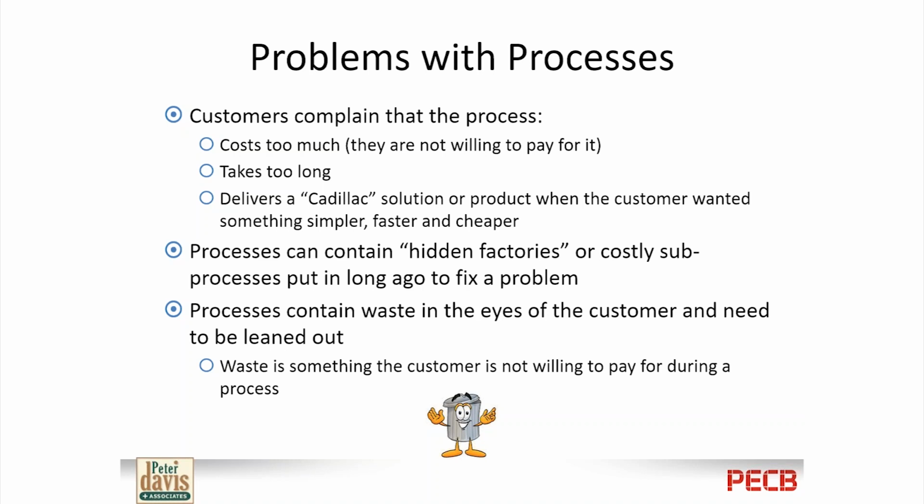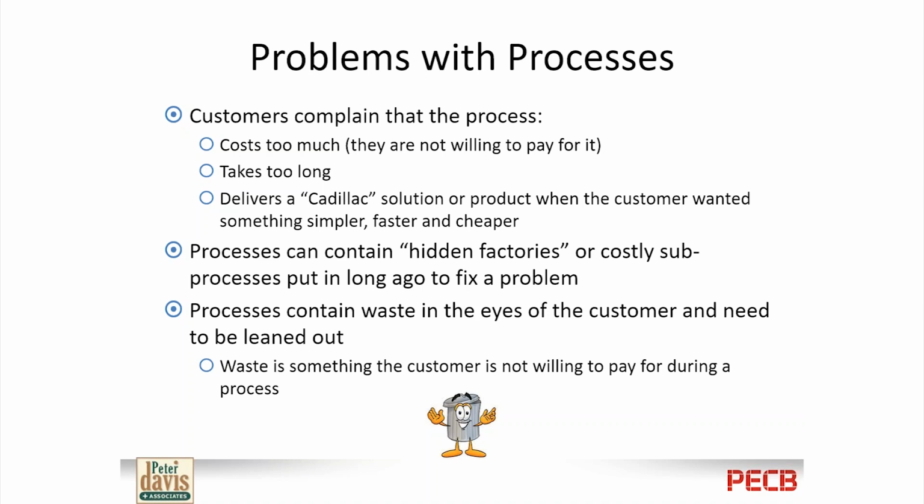So why do products or services cost too much? Well, there are several reasons. One is that processes can contain hidden factories. Hidden factories are activities that reduce the quality or efficiency of a manufacturing or operation or business process. And they're not usually known to managers or other people until we start to do an improvement of the process.